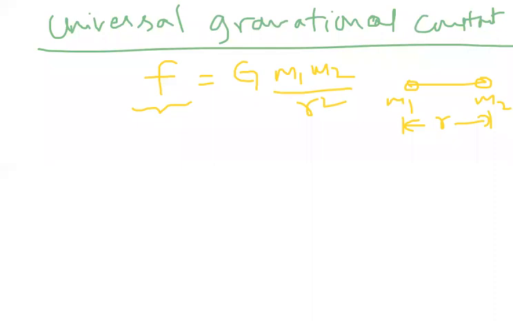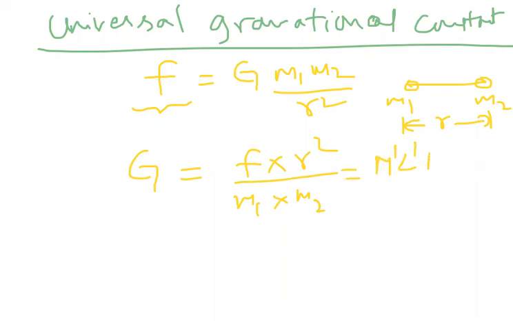Now I want G. So what should I write? G equals F into R² by M1 into M2. Here the F dimensional formula I know. What is the F dimensional formula? M¹ L¹ T⁻². And the R² dimensional formula is L². M1 and M2 are masses, R is distance. Dimensional formula of force I told you to remember: M¹ L¹ T⁻². Here in the denominator, the product of the two masses gives M¹ into M¹.